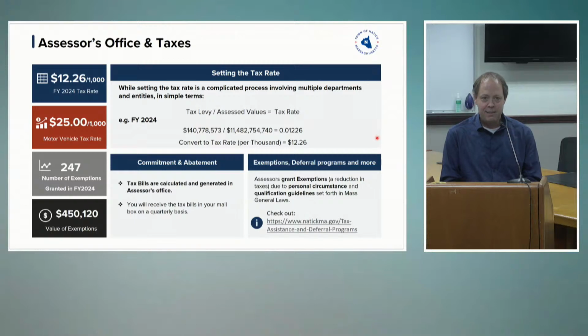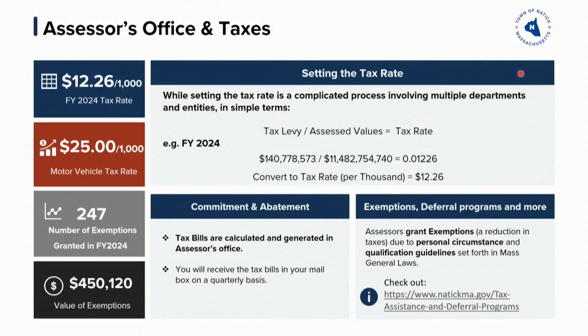Okay, let's talk about setting the tax rate, and then I think we're going to talk about one of the things we try to focus on the most in my office. So, tax rate is complicated yet simple. Really it is easy. Essentially, the tax rate is the tax levy, what the town needs to raise through real estate and personal property taxes, divided by the assessed values, and that equals a tax rate.